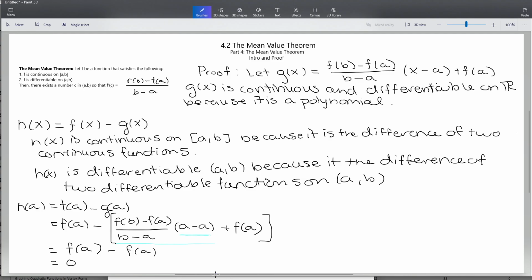Okay. And then I'm going to look at h of b. Okay. So this is going to be f of b minus g of b. Okay. And I know what that means. So I have h of b equals f of b minus, okay, and then g of b is going to be f of b minus f of a over b minus a, okay, times b minus a plus f of a.